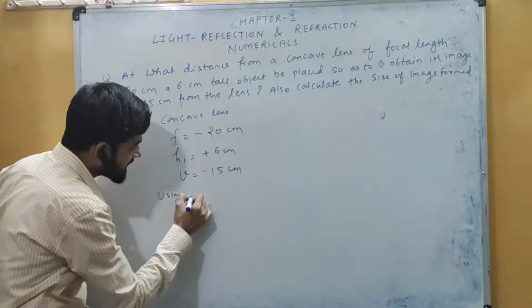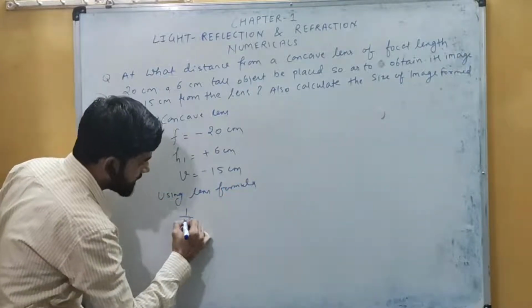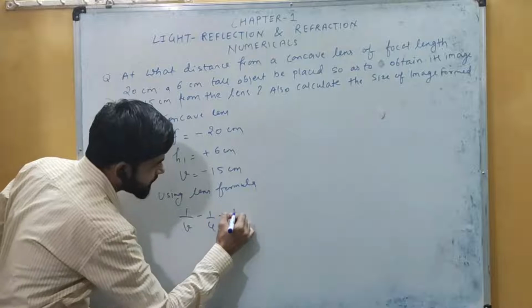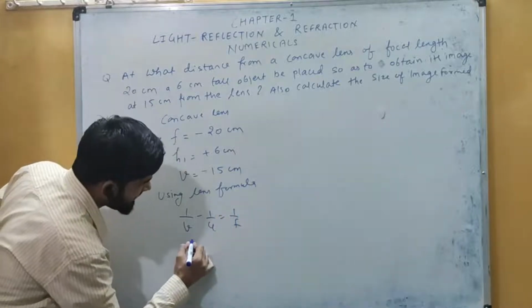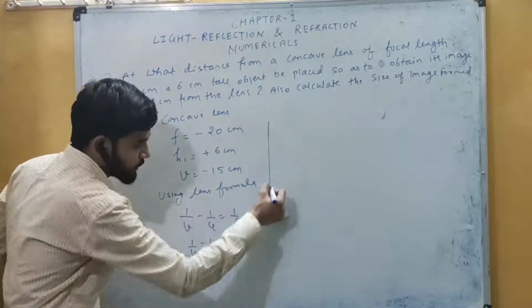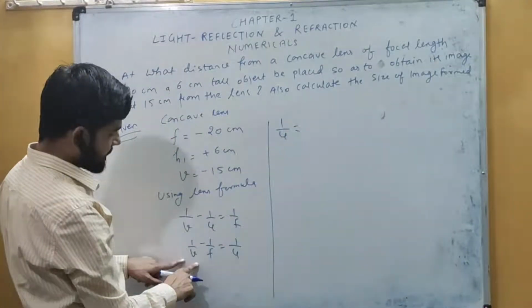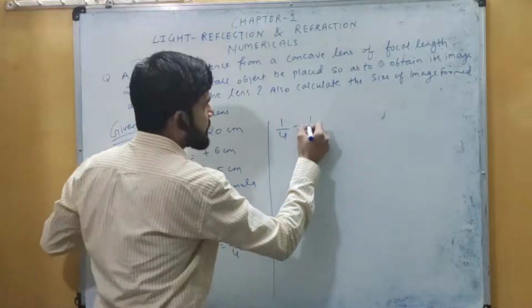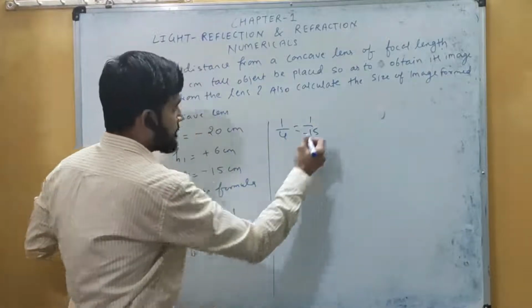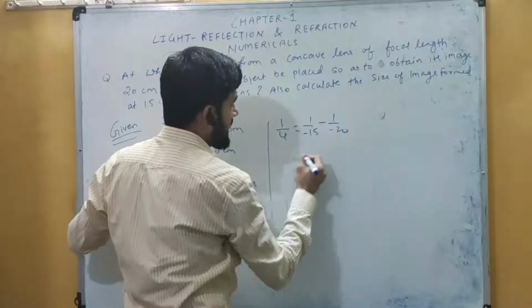So using lens formula, I can write 1 by v minus 1 by u is equal to 1 by f. So I can write this 1 by v minus 1 by f is equal to 1 by u, because you have to find u. So 1 by u is equal to 1 by v. 1 by v is equal to minus 15, minus 1 by f. Value of f is equal to minus 20.